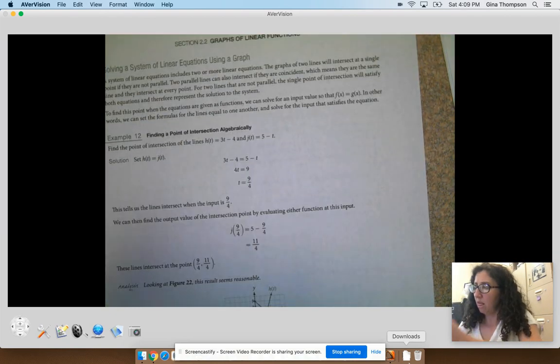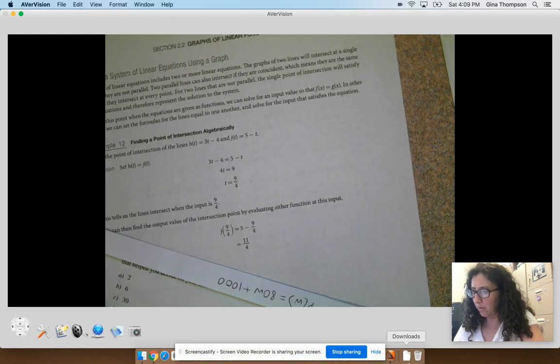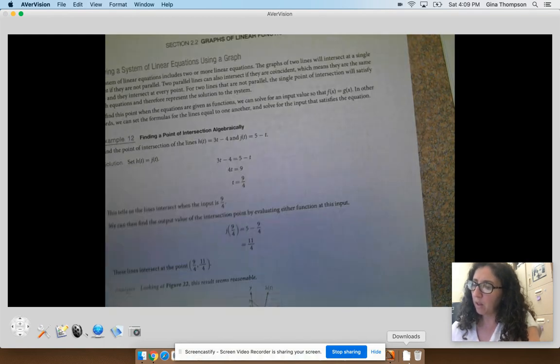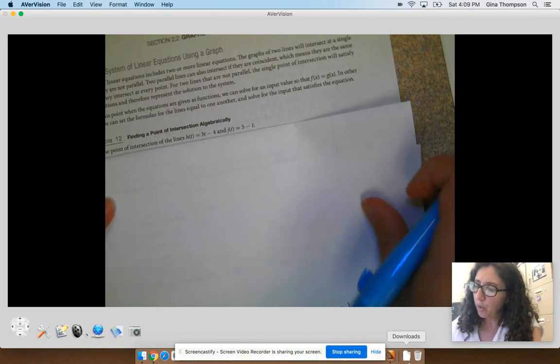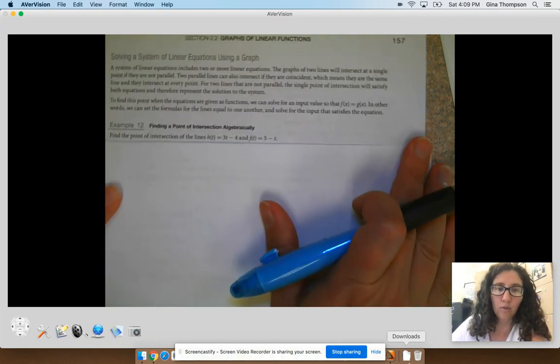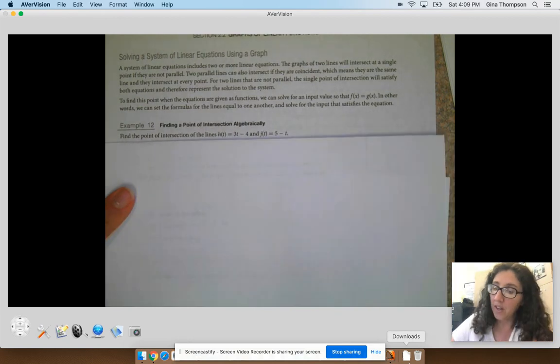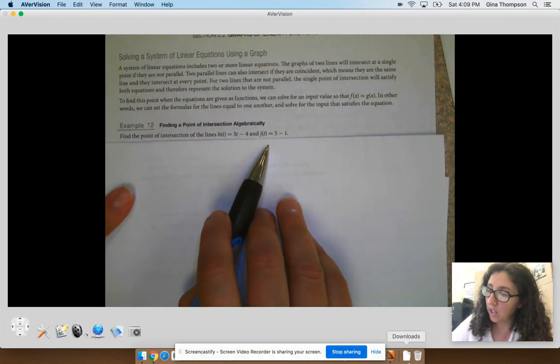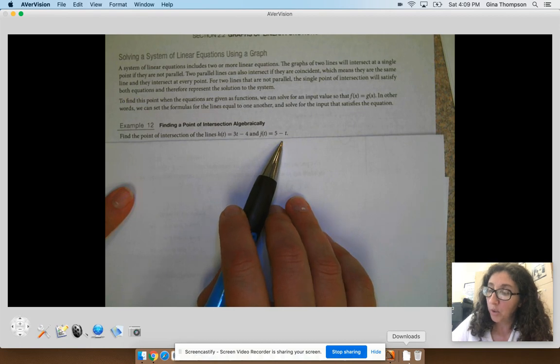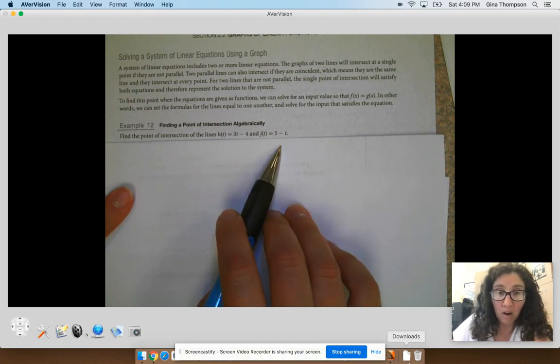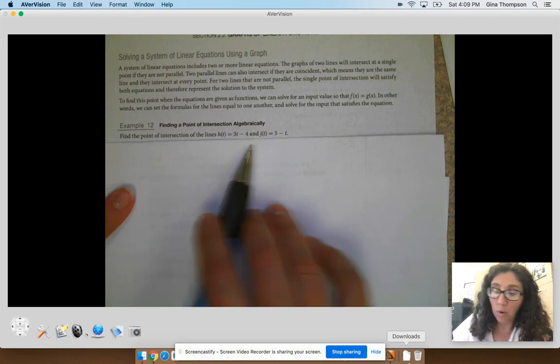All right, so now, instead of just parallel and perpendicular lines, what if we want to find the intersection of 2 lines? We want to find the intersection of this h of t and j of t. They're both lines. We could graph them and look at where they intersect.